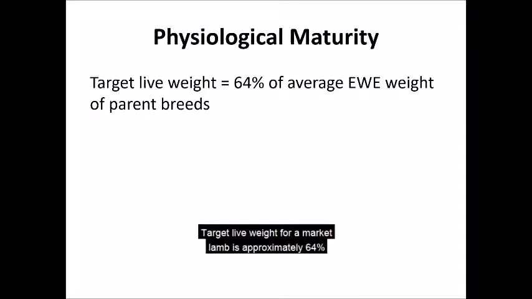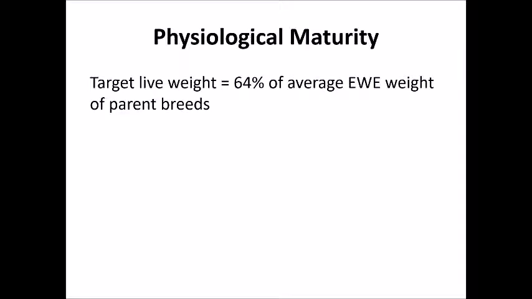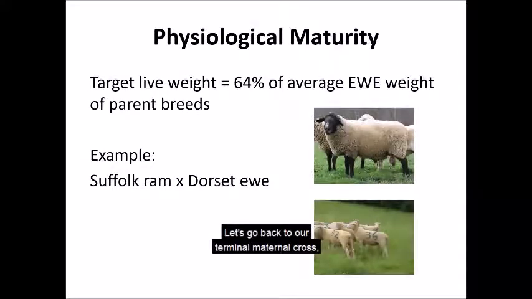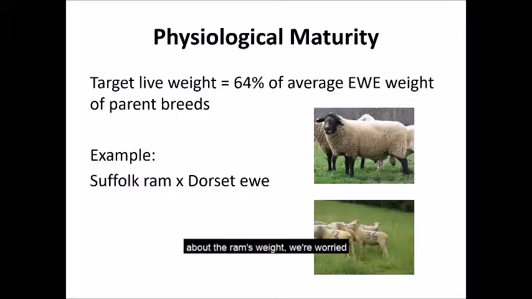The target live weight for a market lamb is approximately 64% of the average ewe weight of the parent breeds. That's a little bit confusing terminology, so let me work through an example. Okay, let's go back to our terminal maternal cross that we breed a Suffolk ram to a Dorset ewe. Okay, they each have a weight, but we're not worried about the ram's weight. We're worried about his mother's weight. Okay, the ewe weight of those two breeds.